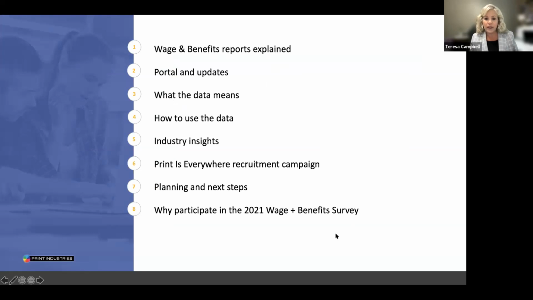Okay, so what we're going to cover today is the wage and benefit report explained, the portal for the wage and benefit and updates to that portal, what that data means, how to use the data, some industry insights on where jobs and candidates might be, talk a little bit about the Print is Everywhere recruitment campaign, planning and next steps, and why you should participate.